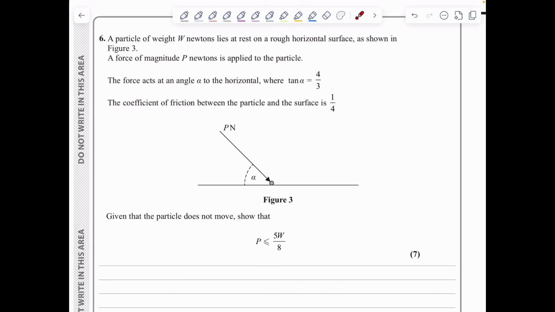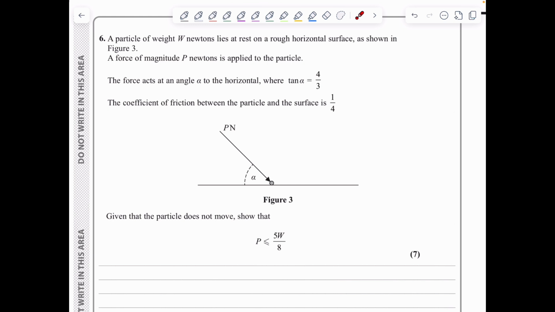In question 6, we've got a particle of weight W newtons lying at rest on a rough horizontal surface. A force of magnitude P newtons is applied to the particle. We are given that tan alpha is 4/3, the coefficient of friction mu is 1/4, and given that the particle does not move, we need to show that P is less than or equal to 5W/8.